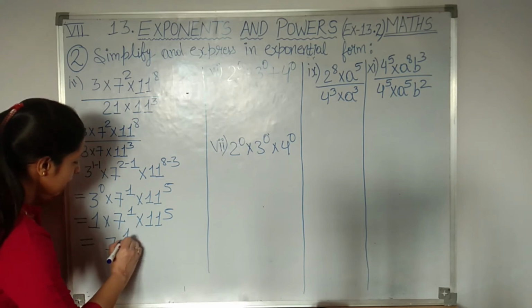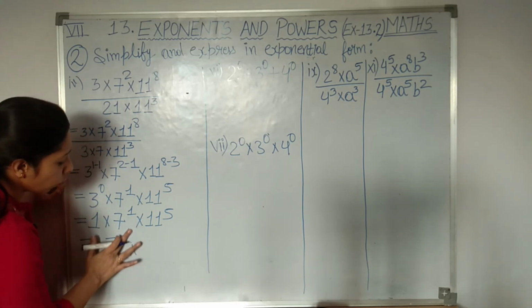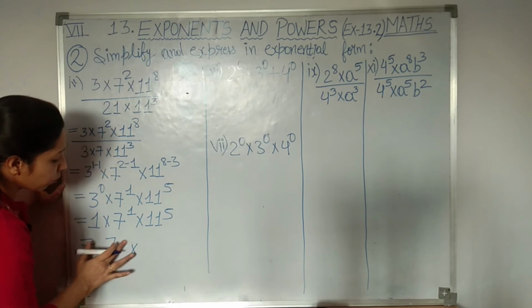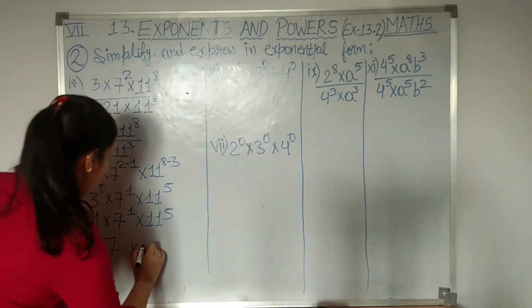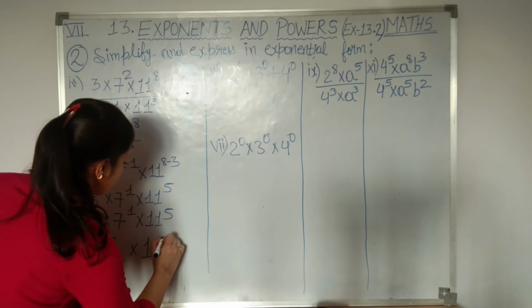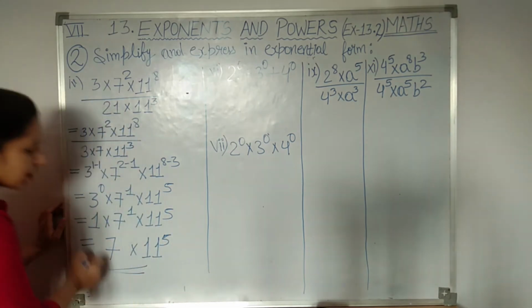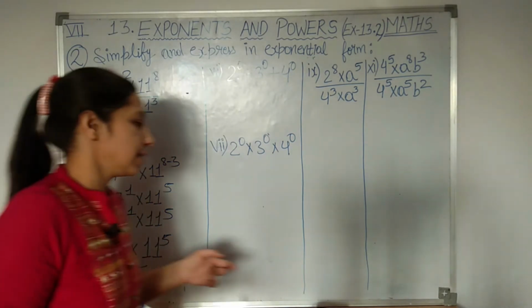The final answer will be 7 raised to the power 1, or no need of writing 1 because we know that if no power is written, that means it is 1 only. 7 into 11 raised to the power 5 is your answer. Clear students? Let us quickly see 6th point also.